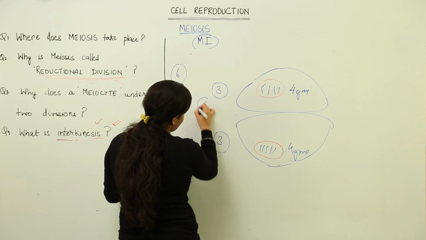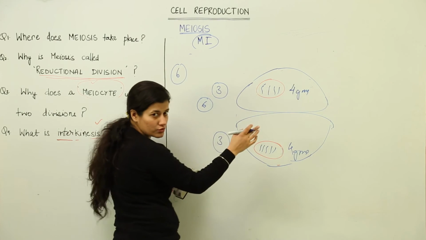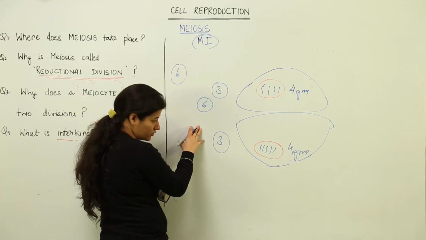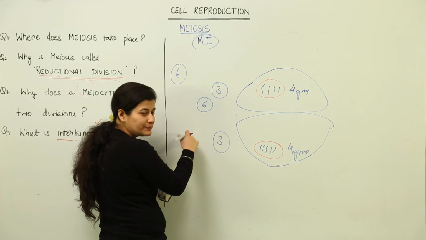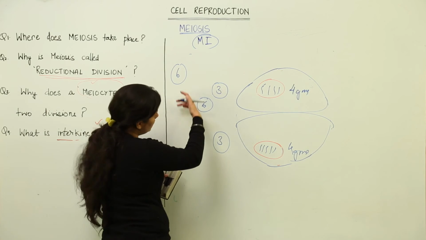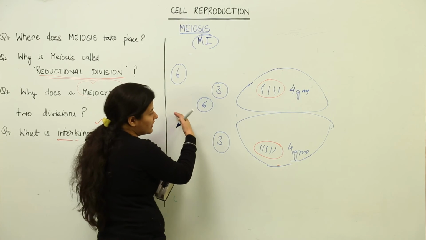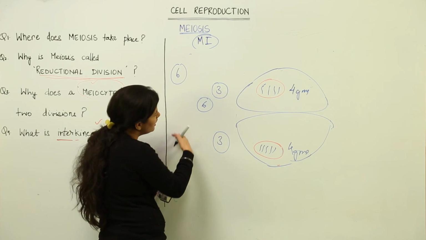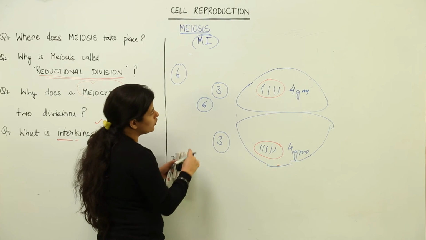These chromosomes are still having the original genetic content. Let's consider 3 chromosomes, so there would be 6 sister chromatids. Out of the 6, 3 are the original ones and 3 are the synthesized ones, so that is an exact carbon copy. So we need to separate those carbon copies as well.